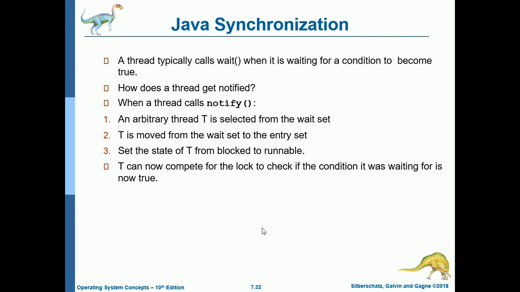A thread typically calls wait when it is waiting for a condition to become true. So how does a thread get notified? It is notified when a thread calls the notify function. An arbitrary thread T is selected from the wait set. T is moved from the wait set to the entry set, and the state of T is set from blocked to runnable. T can now compete for the lock, to check if the condition it was waiting for is now true.